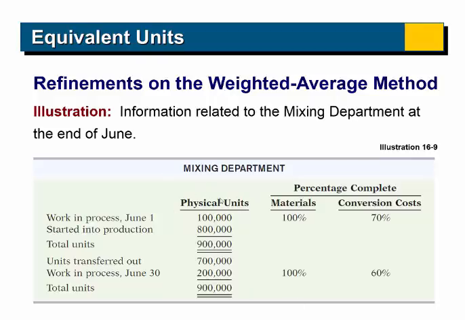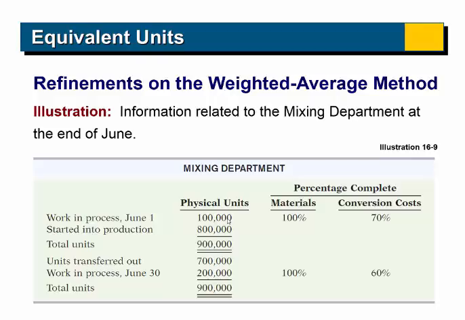Regarding physical units, these are actual quantities or physical pieces of waffle, okay? This is not the equivalent units. This is actual physical quantity units. All right, so we've got work in process June 1, 100,000 waffles. Where did this work in process 100,000 waffles come from? This is waffles that were still in process in the mixing department in May.